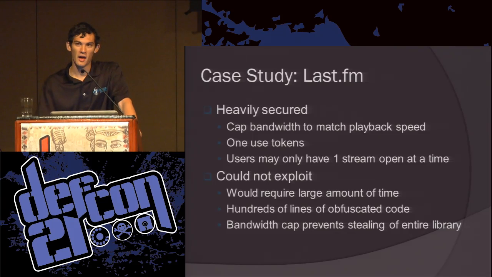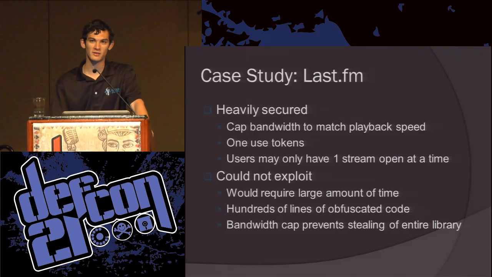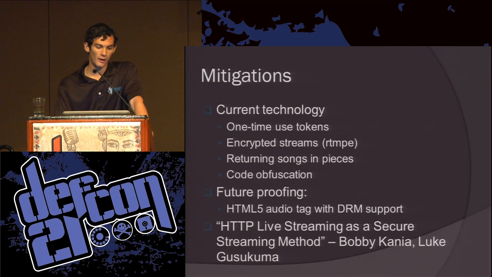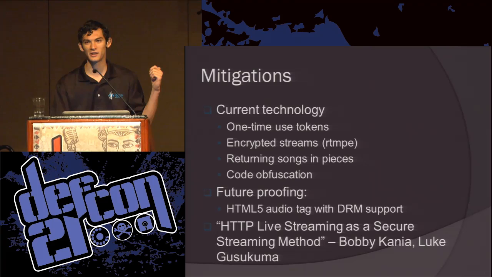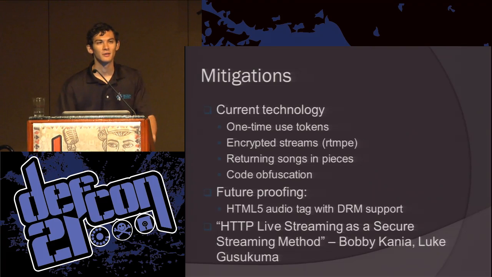And I couldn't exploit this. And if you wanted to, it would take a huge amount of time. It really wouldn't be worth it. They have hundreds of lines of obfuscated code, and the bandwidth cap makes it so you can't really feasibly take all the music. So some mitigations. Using current technology, the one-time use tokens are definitely the best way to prevent people from, like I showed you before, right-clicking and opening a new tab and then saving it, because the second request won't work.